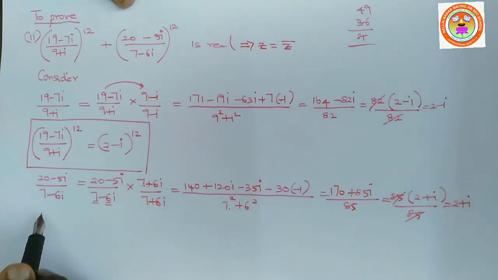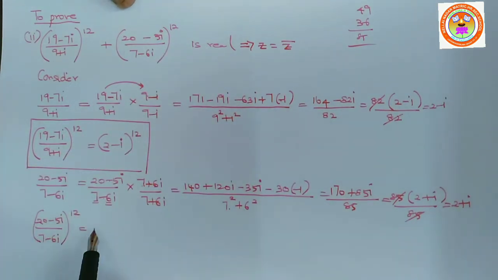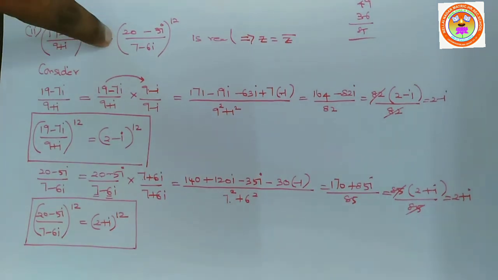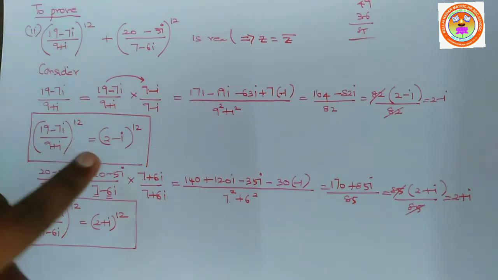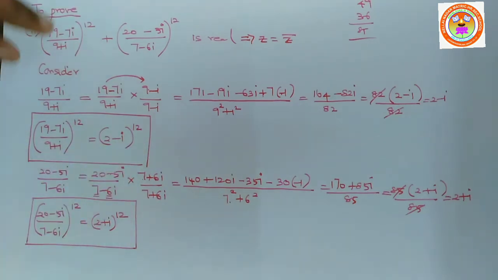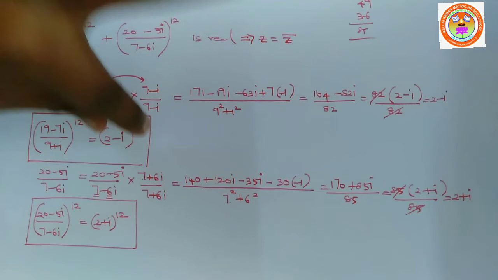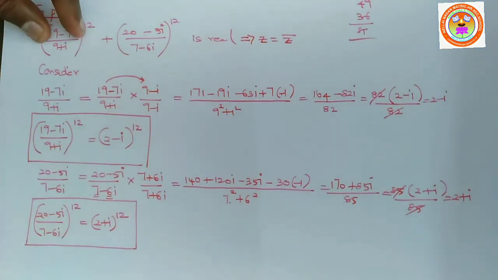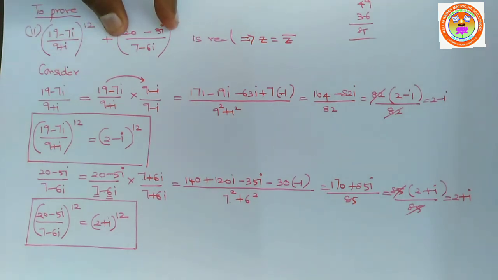Now raising the powers. (20 minus 5i) divided by (7 minus 6i). What is the power here? 12. The same 12 I can apply here: 2 plus i whole power 12. So, if you are going to fill up the answer properly, see, this one plus this one. This one answer is 2 minus i whole power 12. For this one answer is 2 plus i whole power 12. So 2 minus i whole power 12 plus 2 plus i whole power 12.